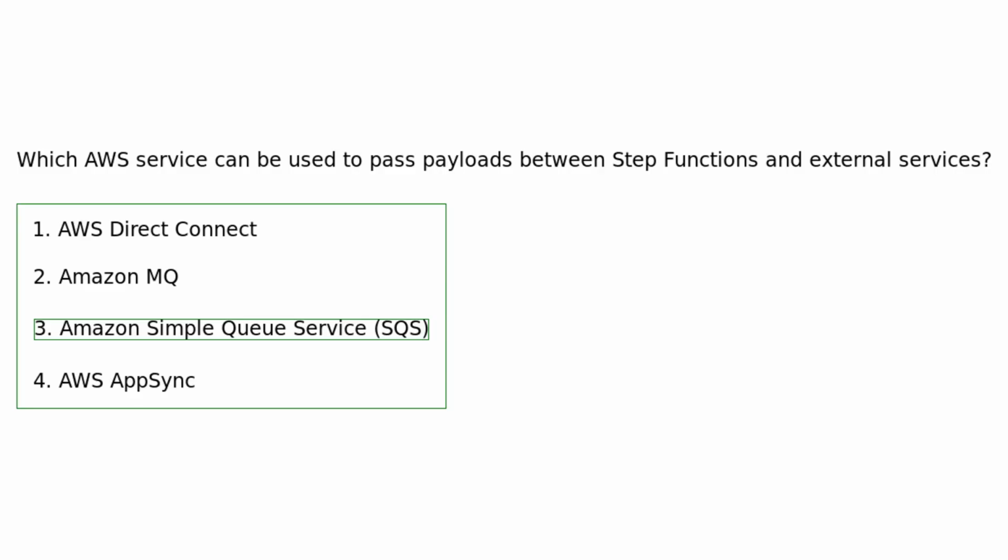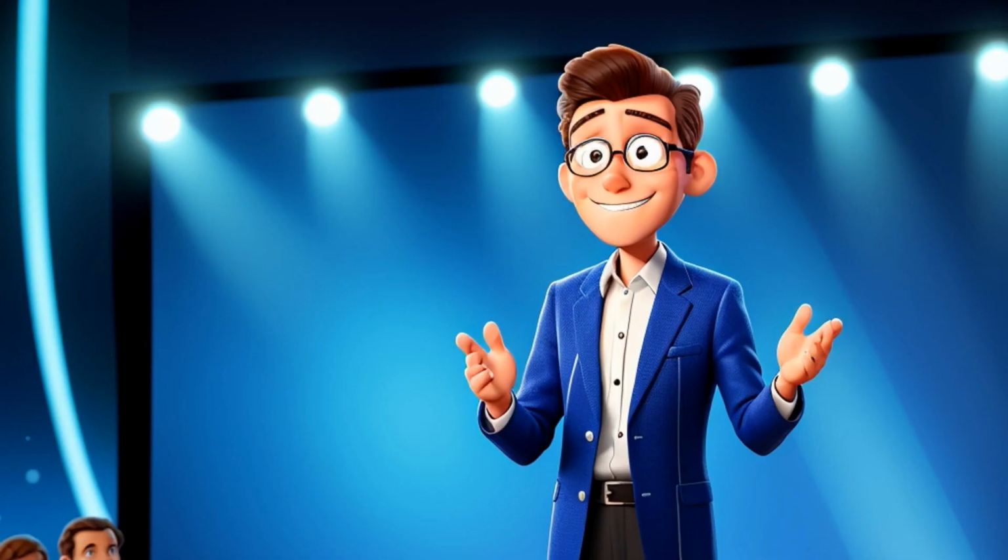Amazon SQS can be used to pass payloads between Step Functions and external services, providing a reliable message queue for asynchronous communication. And that's a wrap.